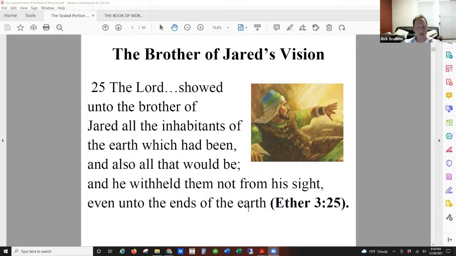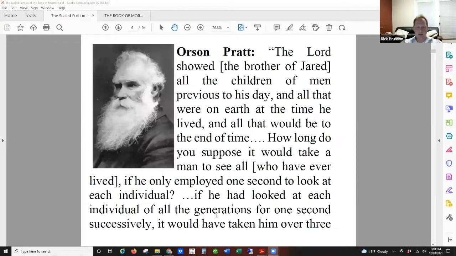So the brother Jared got to see this. In addition to seeing the Lord, he also got to see this vision where he sees all the inhabitants of the earth from the beginning to the end. Orson Pratt said this about this vision. He said, "The Lord showed the brother of Jared all the children of men previous to his day, and all that were on the earth at the time he lived, and all that would be to the end of time.